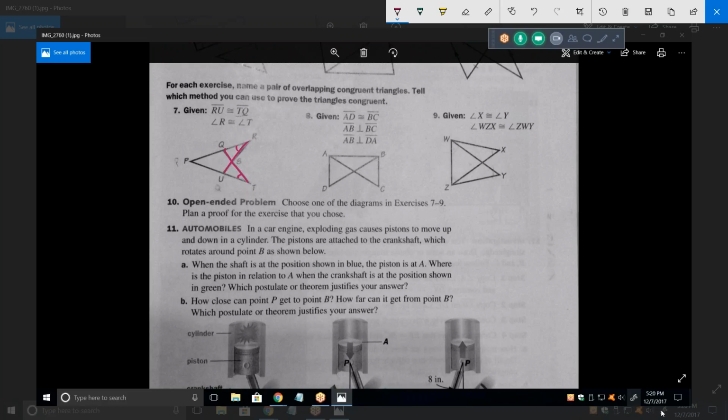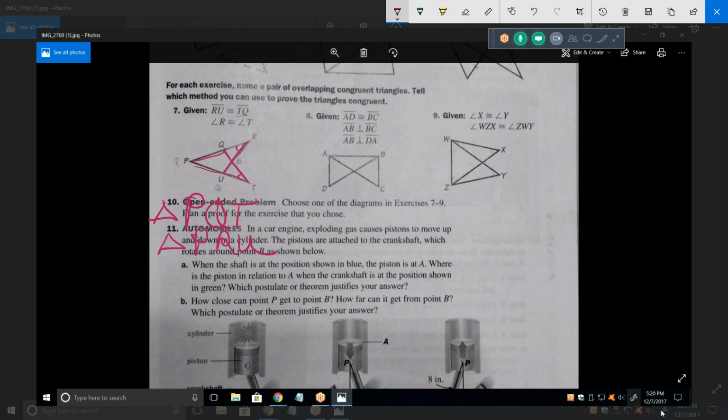RQS and TSU? RQS and TSU are not overlapping. They're adjacent. They do happen to be congruent, but they're not overlapping. How about PQT? There's this triangle, overlapping with triangle PRU. Excuse me, PRU. Yeah, that's right.